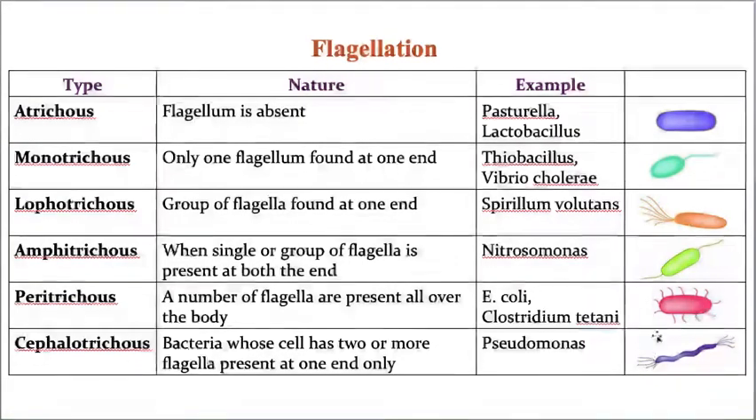And cephalotrichous means on both the ends a group of flagella you can see, then that is called cephalotrichous. Okay, and the example is Pseudomonas. So this is all about the types of bacteria based on the flagella.